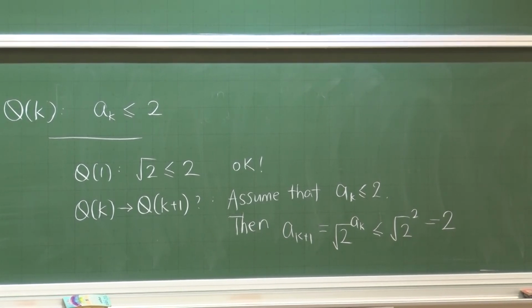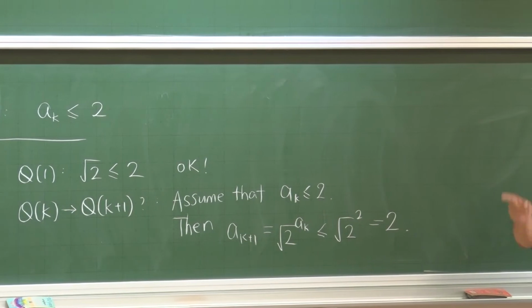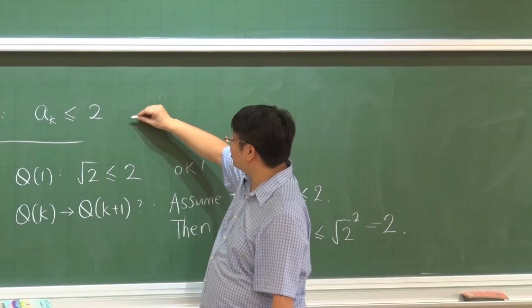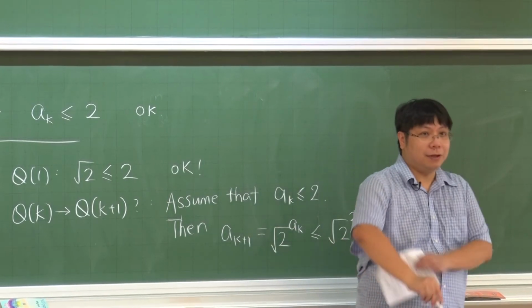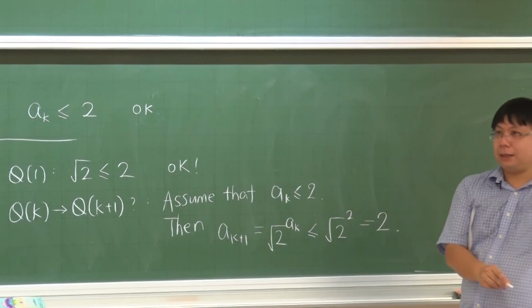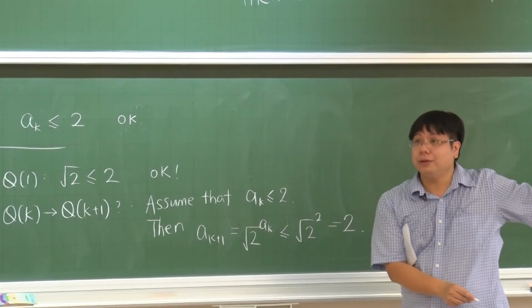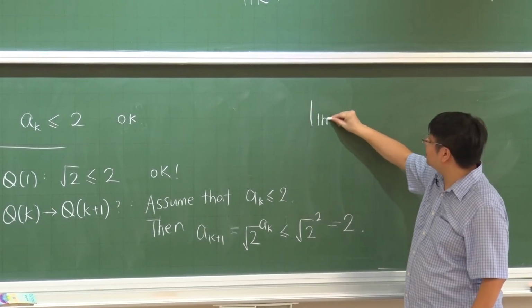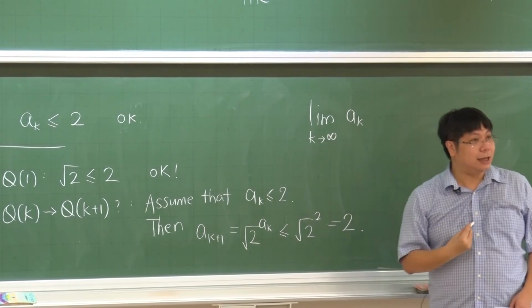So far, up to this point, if you're okay with what I'm talking about, could you please raise your hand? Okay. Done. So we have just shown that QK implies QK plus 1. So by the principle of mathematical induction, this is okay for all the possible cases. And now, all the A values, A1, A2, A3, are increasing and they cannot exceed 2. So that means the limit exists. The limit of AK as K tends to infinity exists.